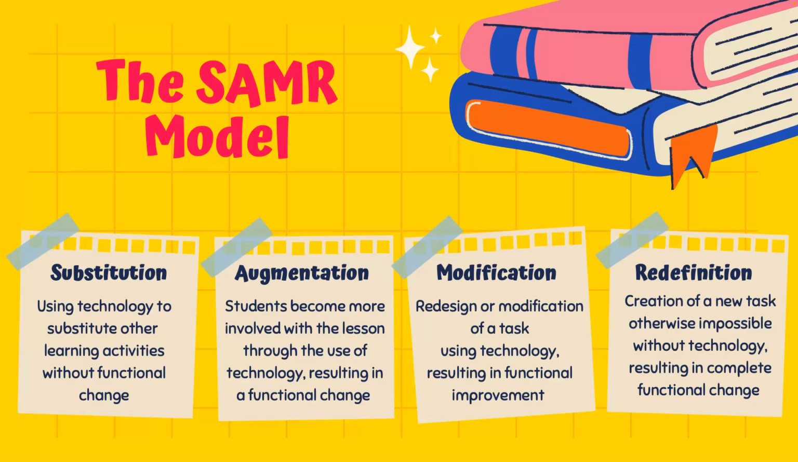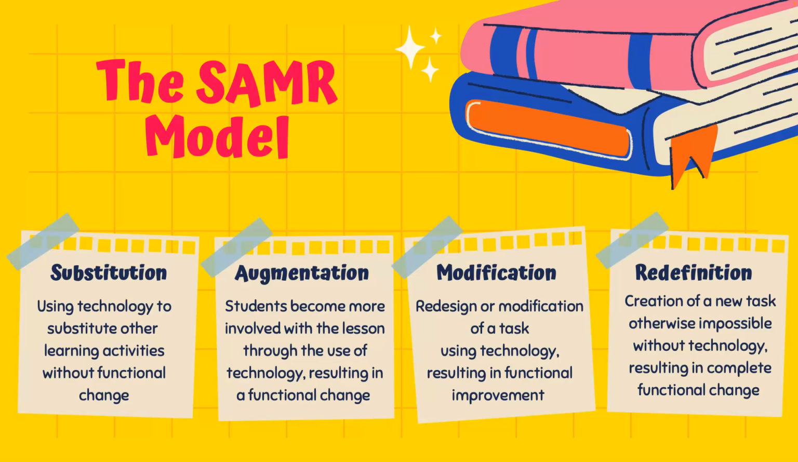Wayani and Associates, 2020. The first level of the model, substitution, refers to the use of technology to substitute other learning activities without functional change. An example of substitution could be the use of presentation software such as Google Slides or PowerPoint to present the instruction. Level 2, augmentation, allows for students to become more involved with a lesson through the use of technology, resulting in a functional change. An example would be having students use an online resource as opposed to a print-based resource.